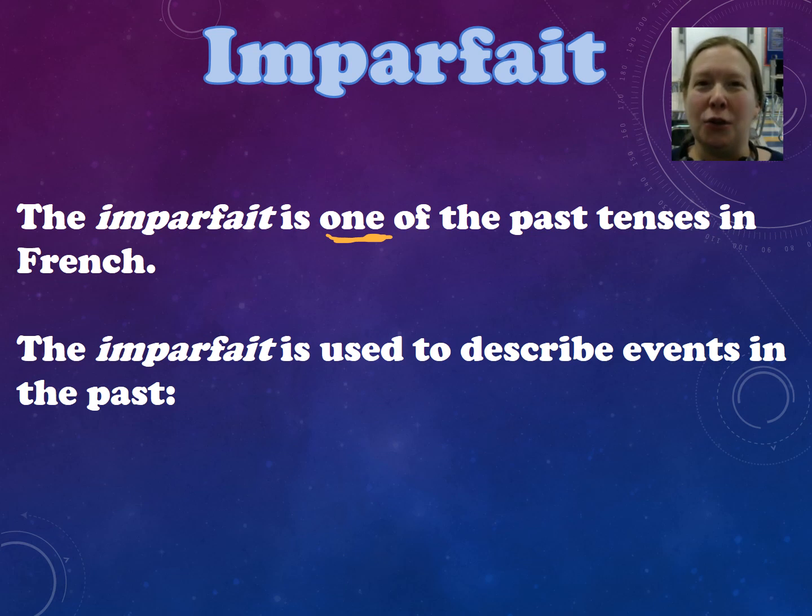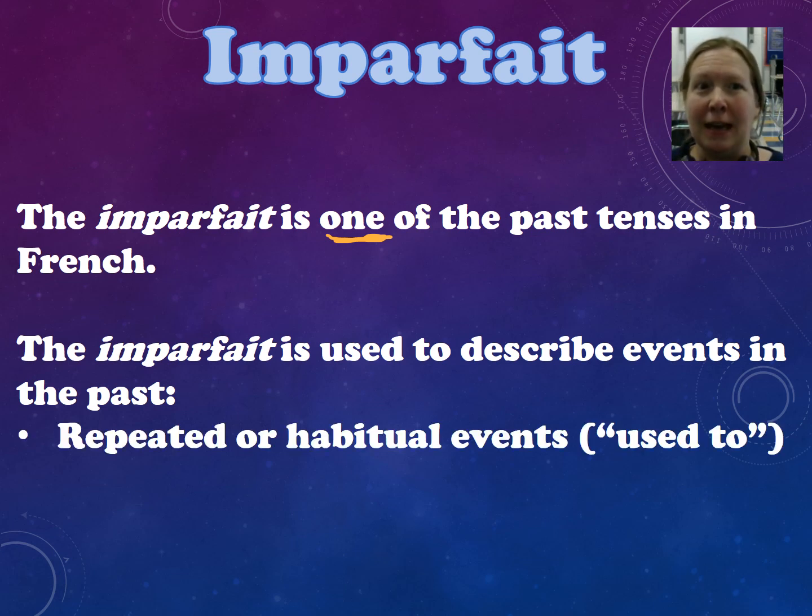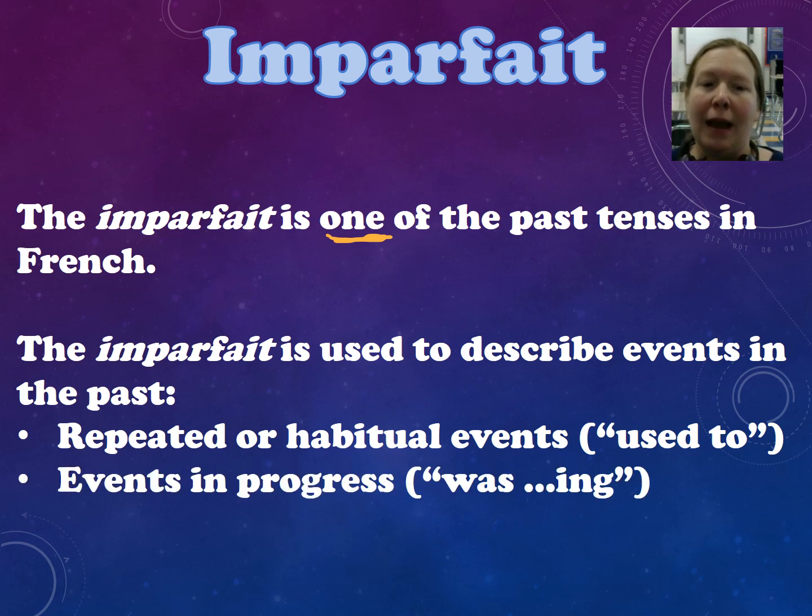The imparfait is used to describe events in the past, just like the passé composé is, but where the passé composé is used to describe specific completed events, the imparfait is used to describe repeated or habitual events. These can often be translated as used to. And they are also used to describe events in progress. This is what I call the was-ing tense. So if you're talking about something that was happening, then you are going to use the imparfait.